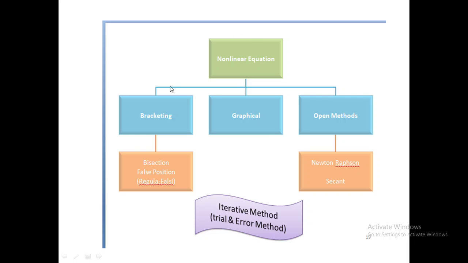Is everyone getting this? Non-linear equation solving methods are divided into three types: bracketing, graphical and open methods. The graphical method means you have to draw the graph. The bracketing method I have already described: there are two types, bisection and false position or regula falsi. And for the open method, there are the Newton-Raphson method and the successive approximation or one point iteration method.